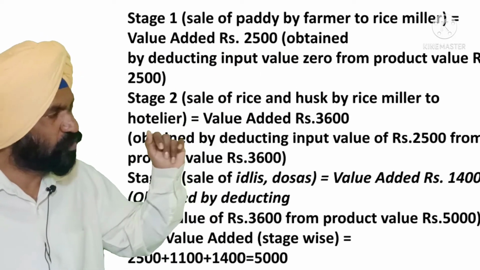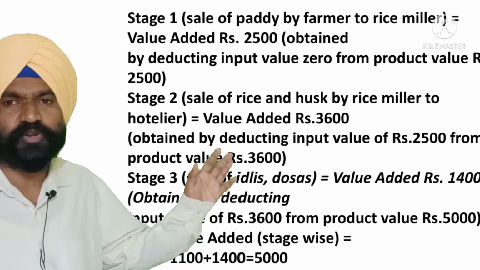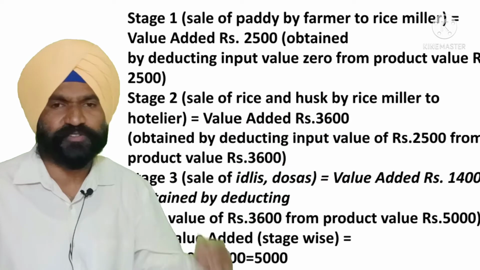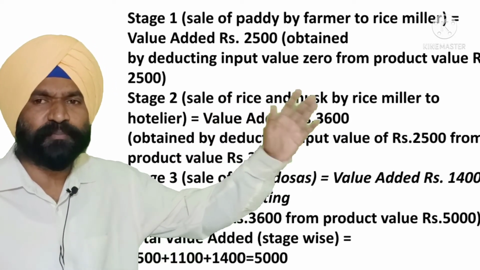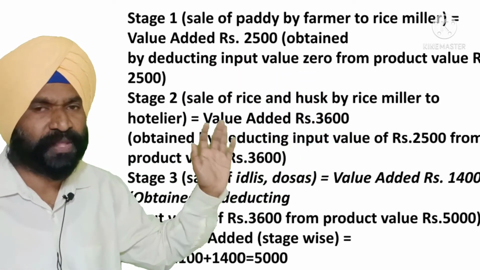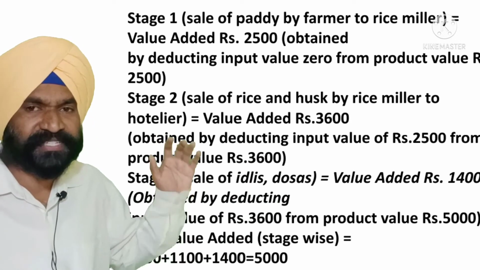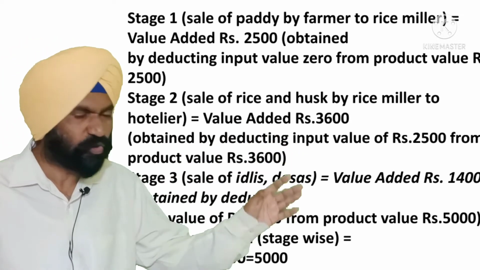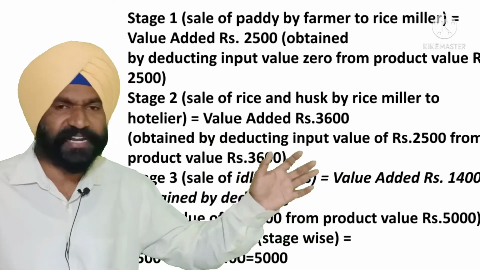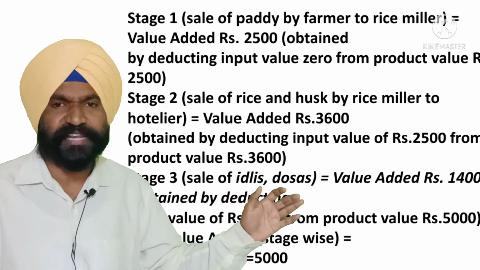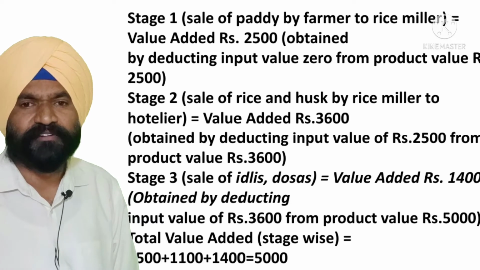In stage 2, the sale of rice and husk by the rice miller to the hotelier, value added here is rupees 1,100, obtained by deducting input value of 2,500 from product value 3,600. Now stage 3, sale of idlis and doshas: value added is rupees 1,400, obtained by deducting input value of rupees 3,600 from the product value of 5,000.